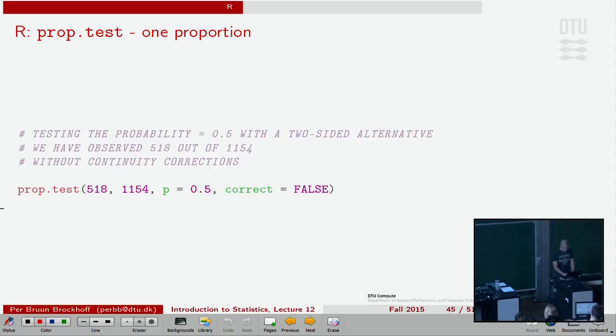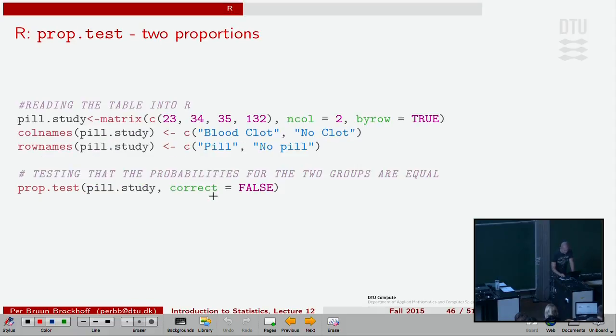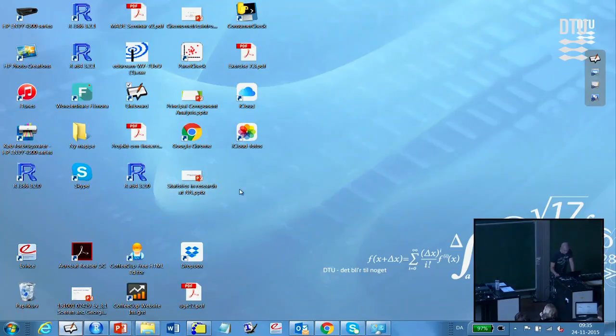and we can go look at the results. Look at this. I'm back to one proportion: 518 out of 1,155, testing P equal to 0.5.